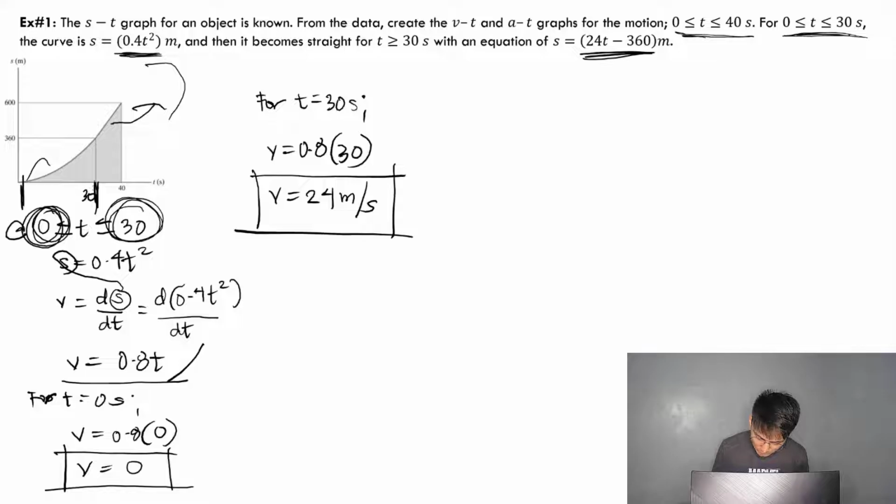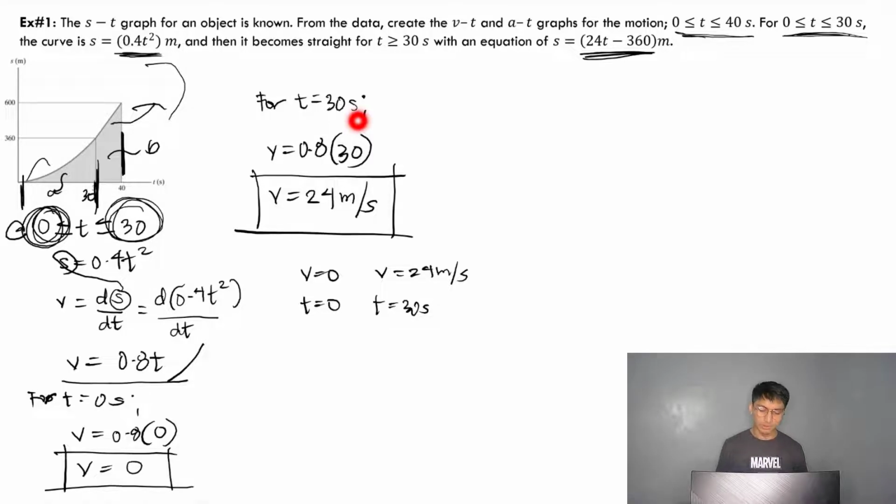Now, for example, this is our graph. Sulat muna natin. V is equal to 0 when time is equal to 0. And V is equal to 24 meters per second when time is equal to 30 seconds. Now, yan yung unang dalawang points na ilalagay natin sa graph. Pero, meron pa tayong time na etong part na ito. So, tapos na tayo sa first part. Let's say this is A and this is B.